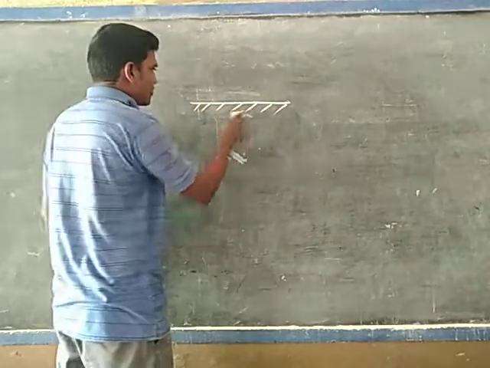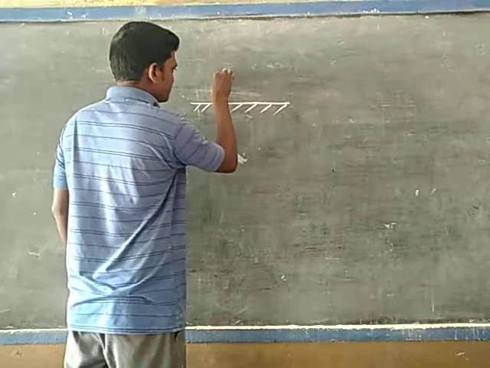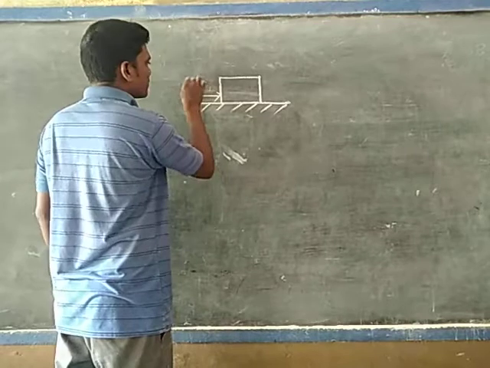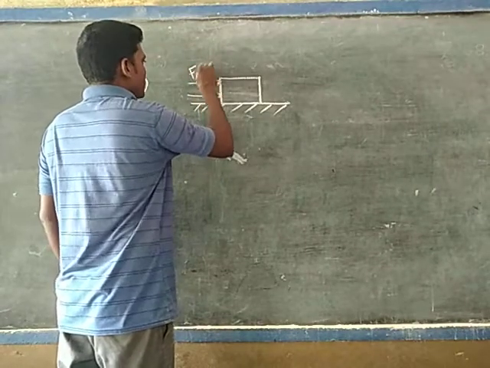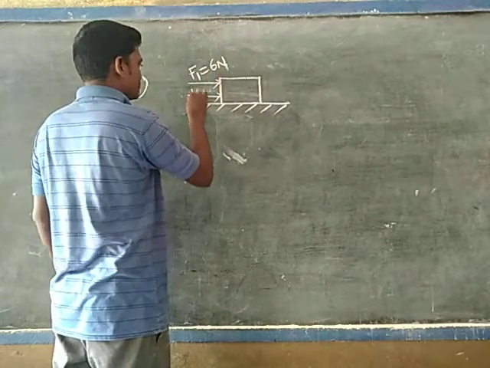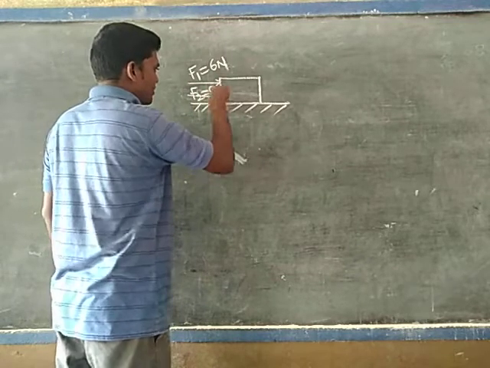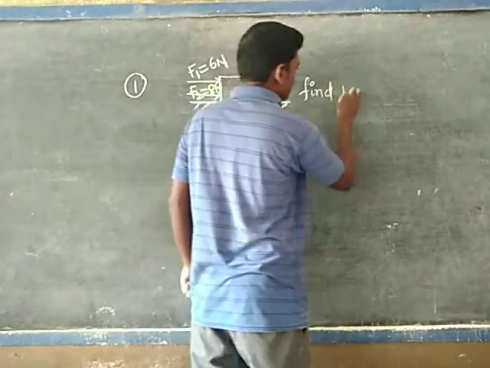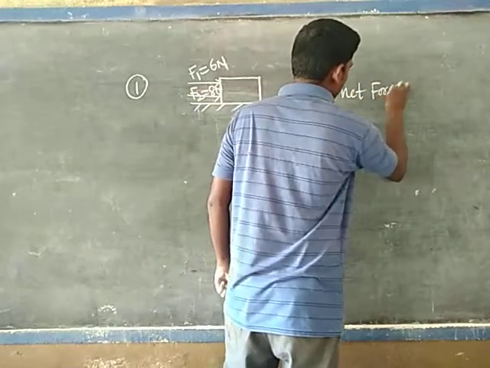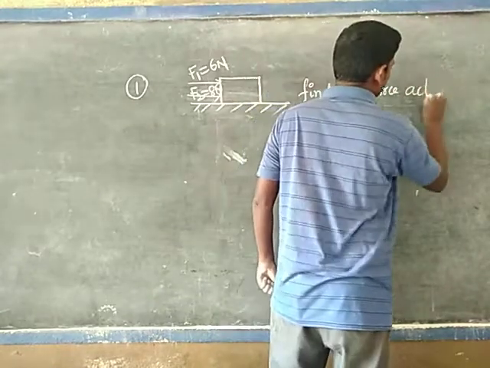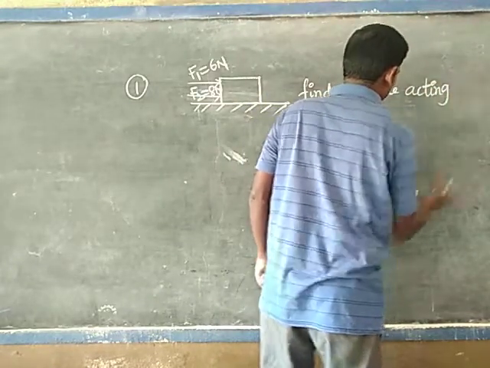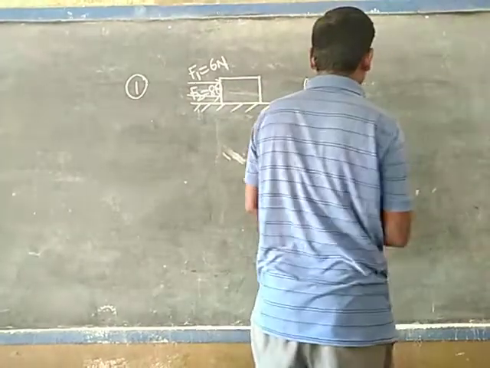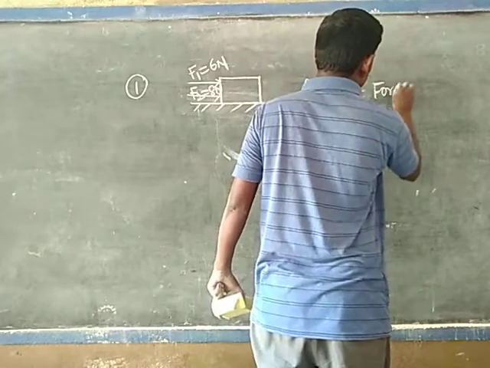It is the surface of the ground, we can consider. F1 is equal to 6 Newton. F2 is equal to 8 Newton. Find the net force. Simple.